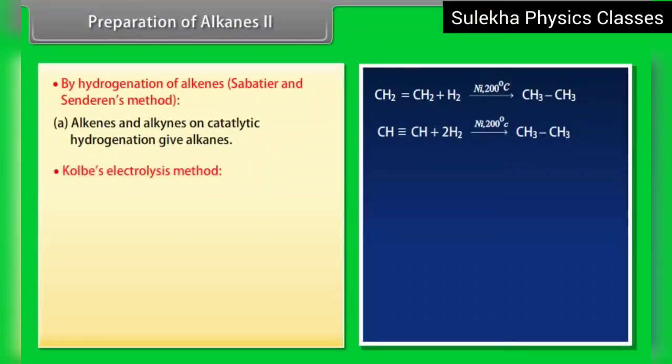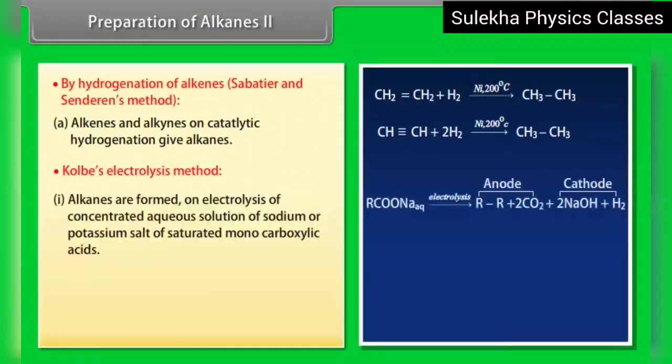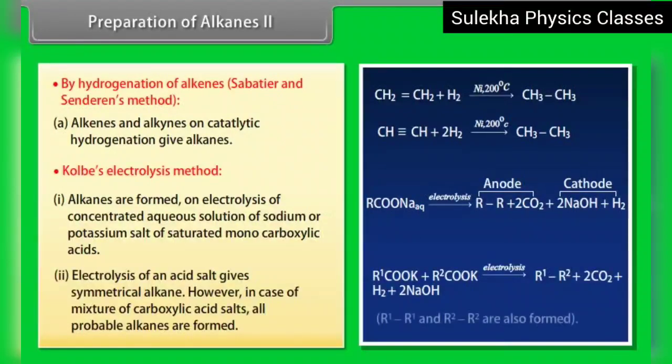Kolbe's electrolysis method. Alkanes are formed on electrolysis of a concentrated aqueous solution of sodium or potassium salt of saturated monocarboxylic acids. Electrolysis of a single acid salt gives a symmetrical alkane. However, in case of a mixture of carboxylic acid salts, all probable alkanes are formed.